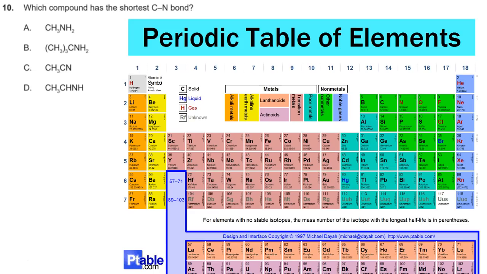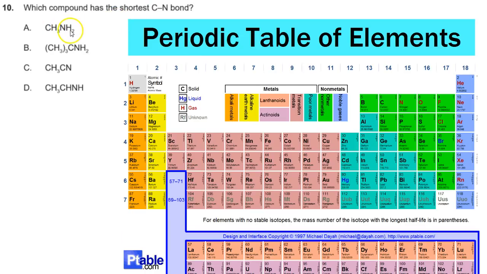Which compound has the shortest C-N bond? So you're looking for the strongest bond. The shortest bond is going to be the strongest bond. So you're probably looking for a triple bond here, okay? So nitrogen can make 3 bonds, right? Because it's right here in the periodic table. Fluorine can make 1 bond, oxygen 2 bonds, nitrogen 3 bonds. And so you're looking for a nitrogen that's only bonded to one other thing, because if it's only bonded to one thing, then that means it's using all 3 of its bonds on that one structure, okay? Because we're looking for the strongest bond, which is going to be the triple bond because it's the shortest.